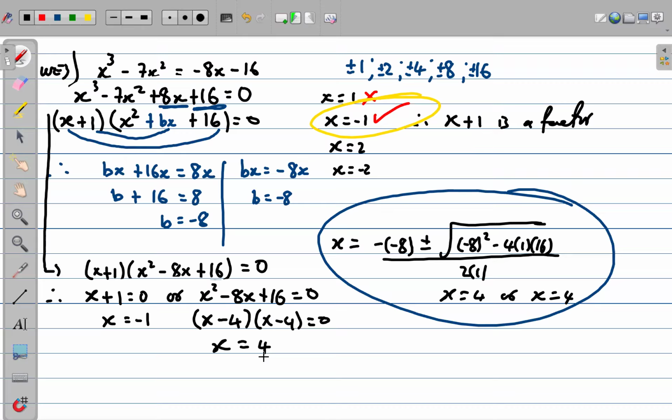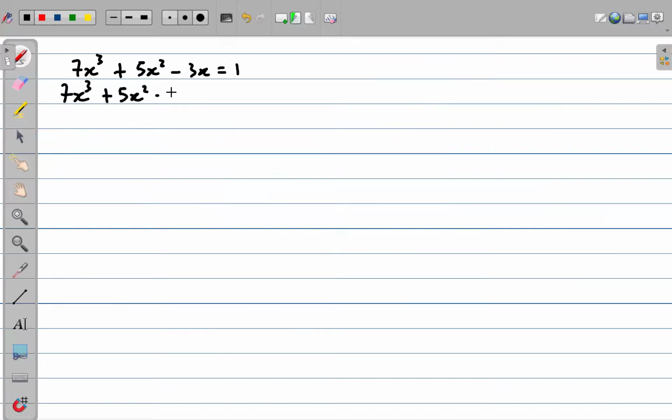Right. The other example that I would like to take is this one. And I am doing this one deliberately to see whether you actually remember one of our discussions last week. And this is the example: 7x cubed plus 5x squared minus 3x is equal to 1. I want to believe everyone in here at this stage will see the need to write this in standard form.